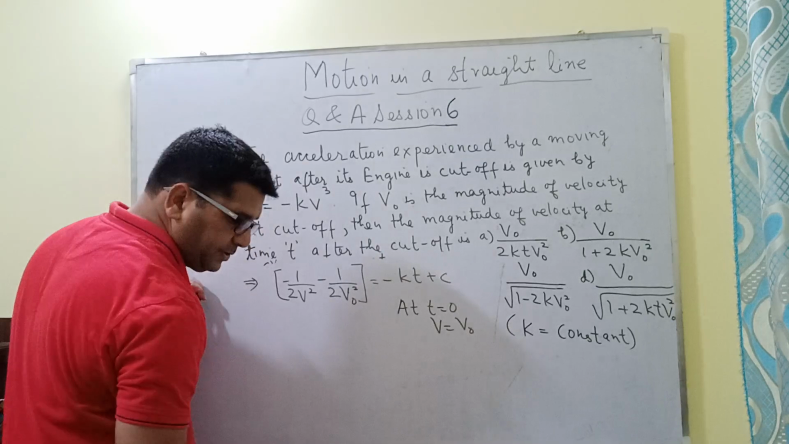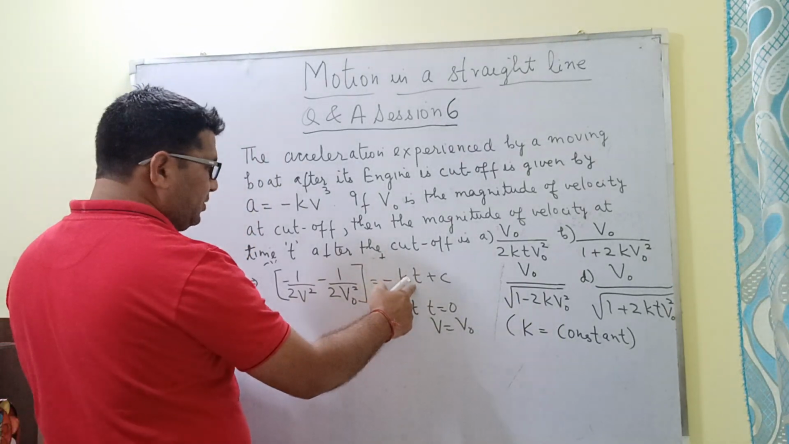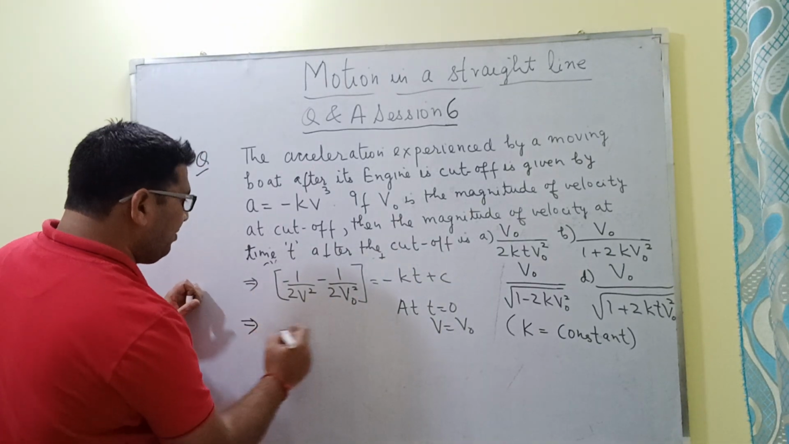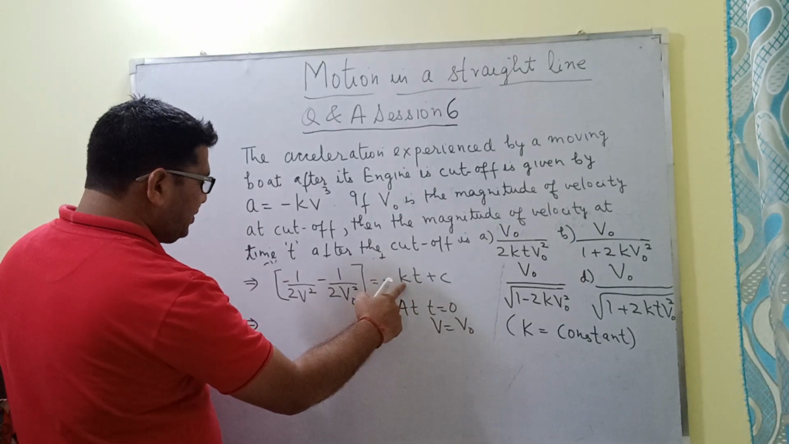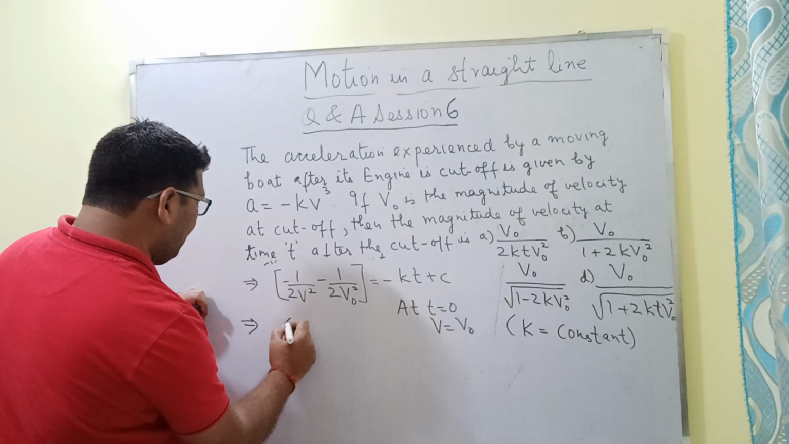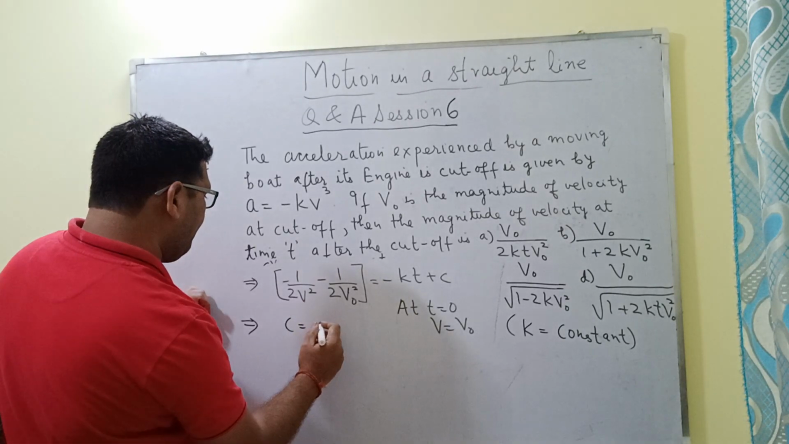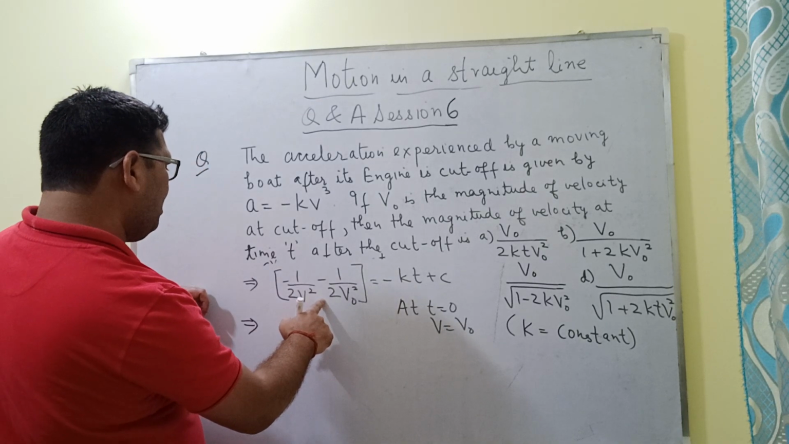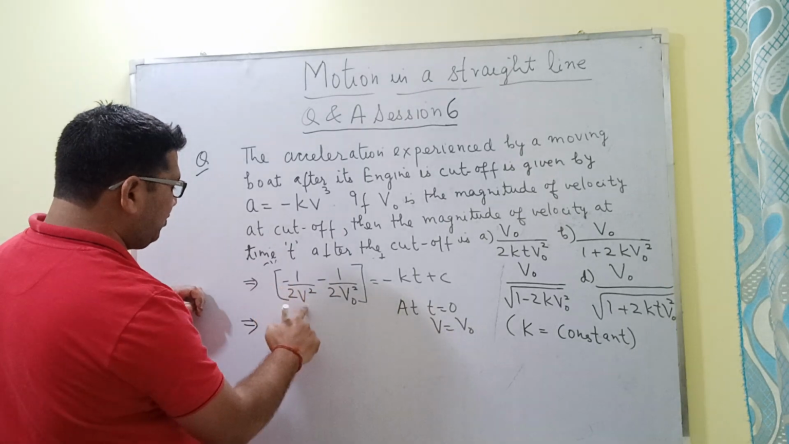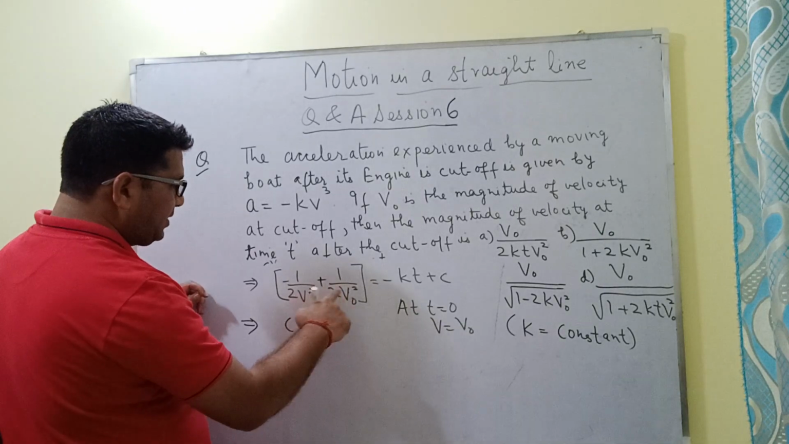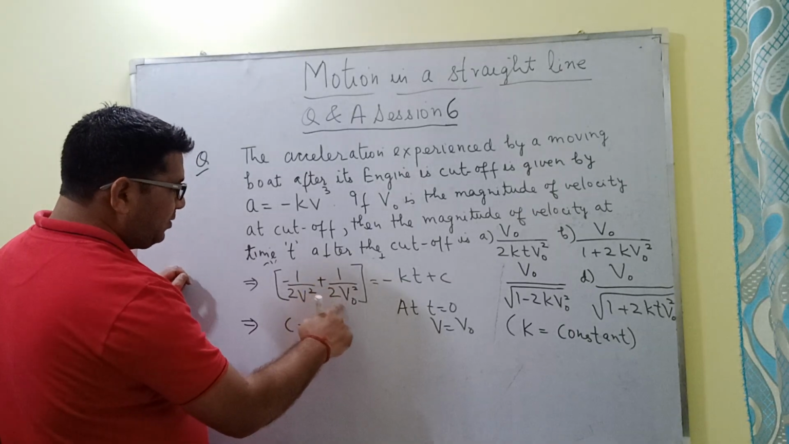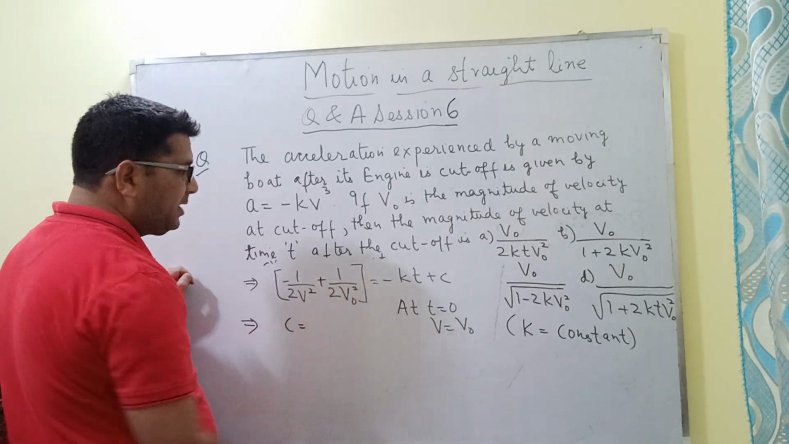So I will be putting the value of t is equal to 0. So what I will be getting is that v is equal to v0. So the constant of integration will be equal to... sorry, this was equal to minus 1 by 2 v square, this will be equal to plus, minus and minus will be equal to plus. So this is equal to minus 1 by 2 v square plus 1 by 2 v naught square, and this is equal to minus kt plus c.